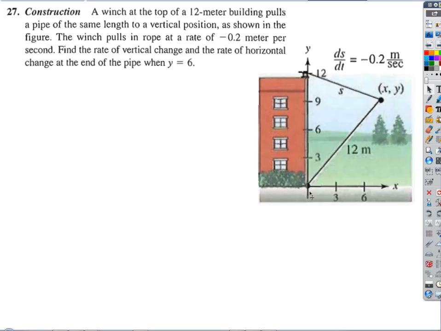Write down what we do. Okay, first things first, we've got a picture, so let's write down our snapshot information. We know S dot equals negative 0.2. What else do we know? The height is 12, Y is 6. And we're looking for X dot and Y dot, right?